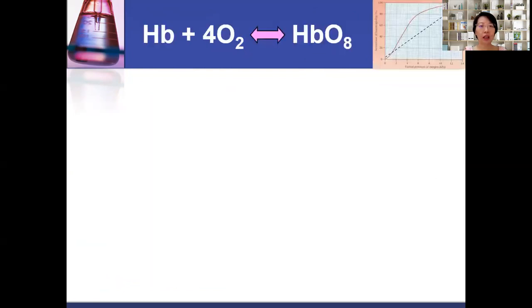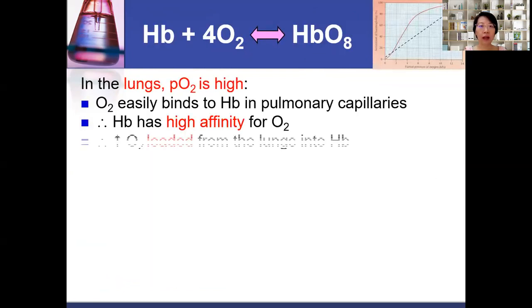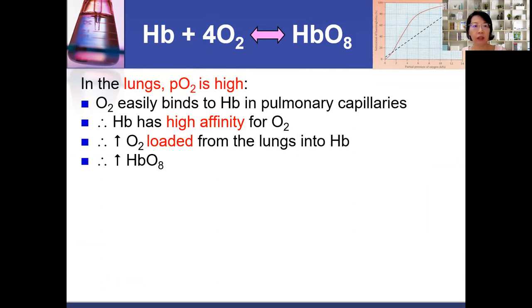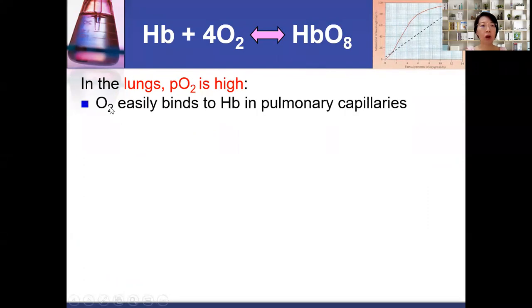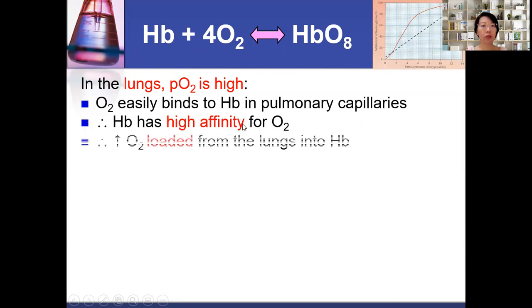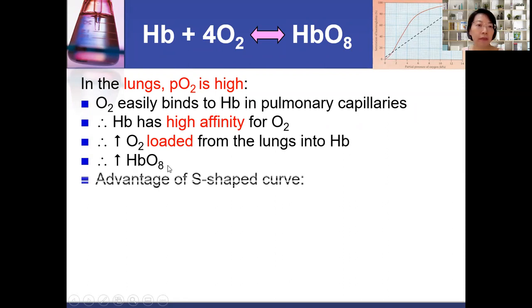So with that, this is actually in words form that explain what I've mentioned just now. So let's go through it to recap. In the lungs, the partial pressure oxygen is high. So oxygen can easily bind to the hemoglobin in the pulmonary capillaries. Therefore, hemoglobin has high affinity for oxygen. So a lot of oxygen will be loaded from the lungs into the hemoglobin. Therefore, there's high level of oxyhemoglobin.